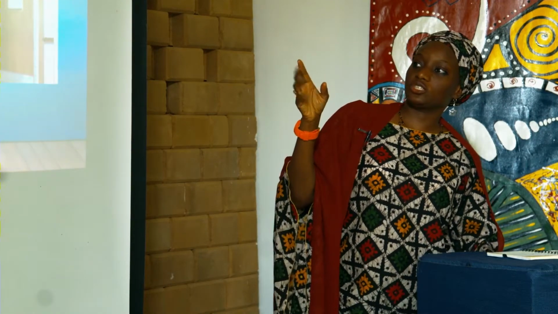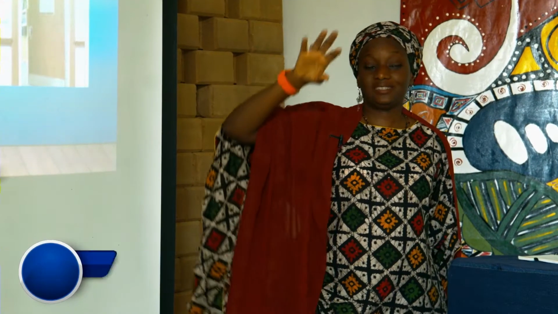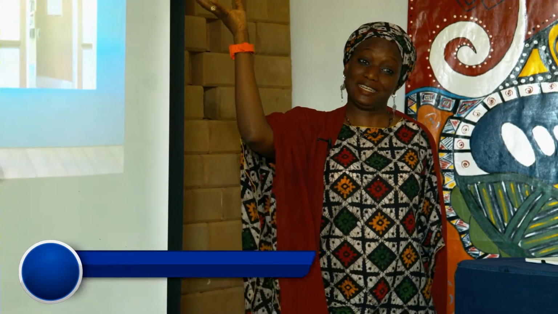So the furniture, for instance, I just had a few to show. There are loads of anti-ligatures, but I just picked a few. Like the wardrobe, for instance, has to be inbuilt or screwed to the wall. You wouldn't want to have any space above like you would at home because they can hide. They can hide anywhere basically.